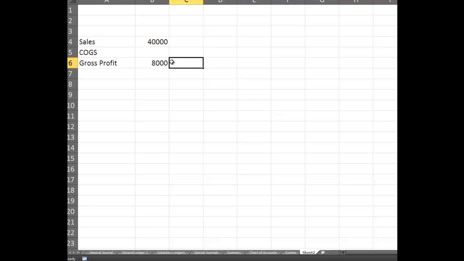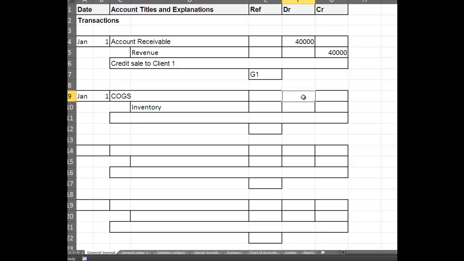So 40,000 times 0.2, or 40,000 times 20%, means our cost of goods sold is 32,000. How do we get that? We take the 8,000 from the 40,000, which gives us 32,000. So the key figure we're after here was cost of goods sold. Let's go back to the general journal. We know our cost of goods sold is 32,000, and the reduction in inventory will be 32,000.